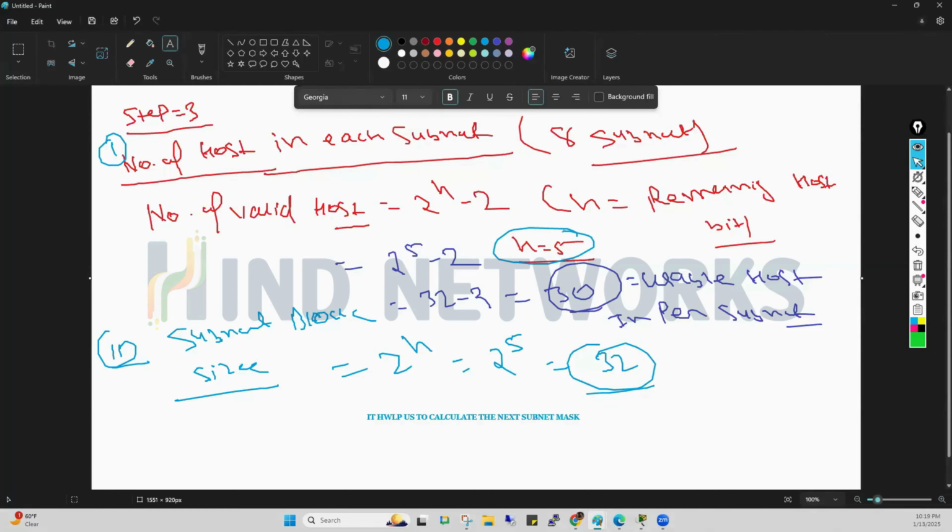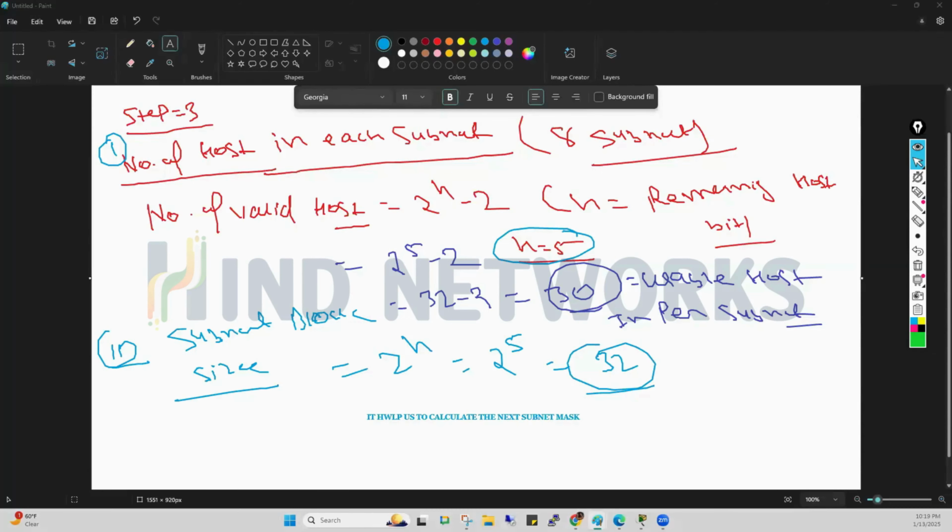So in step number 3, what did I do? I just calculated the number of hosts in each subnet. Total how many subnets do I require? I require a total of 8 subnets, and in every subnet there will be 30 IP addresses that you can assign to any device. Getting my point, everyone?